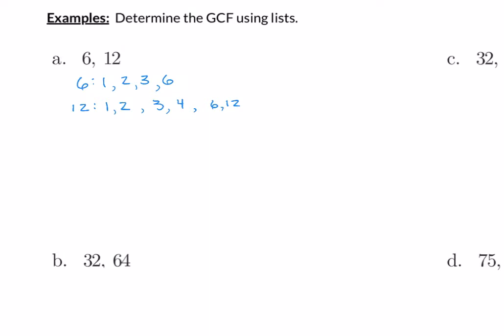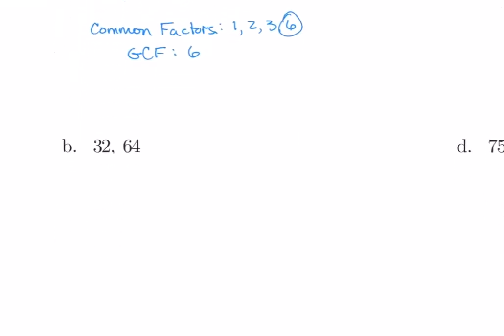So now common factors. I want to know all of the numbers that appear in both lists. We have 1, 2, 3, and 6. Now our GCF is the largest of these numbers, and so our GCF is going to be 6. Let's try a couple more examples. Let's look at example B.